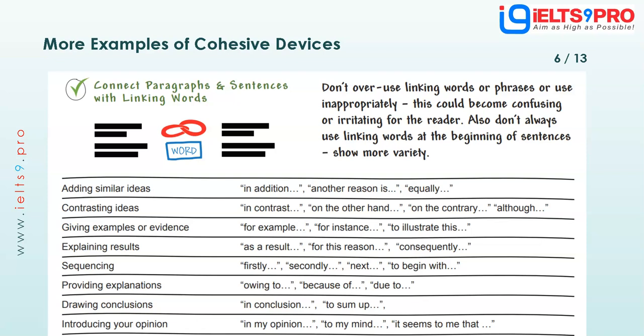So, you've got some different ones here. Adding similar ideas, and, in addition, another reason. Contrast, in contrast, however, on the other hand. Examples, for example, for instance. Results, for this reason, as a result, or consequently, etc. Okay, so you can use these, but as it says, don't overuse them. You don't need one at the beginning of every sentence. They won't reward you if you do this.